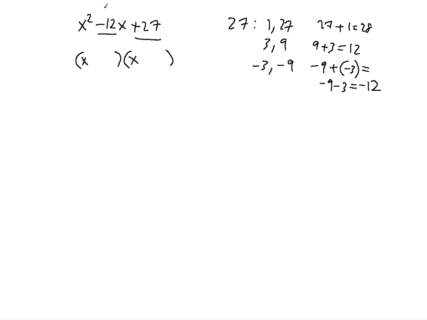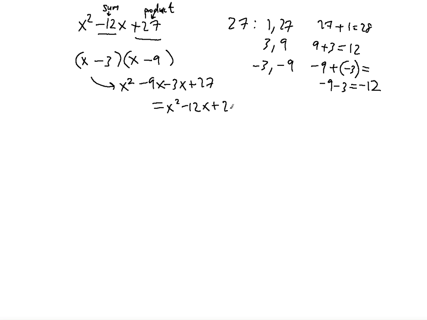Okay? So I'm going to write here that this is a product of two numbers that we are looking for, and this is the sum. The sum and the product. Okay? So what we want is simply minus 3 and minus 9. And if you use the FOIL method, you will get x squared minus 9x minus 3x plus 27, and that will give you x squared minus 12x plus 27.